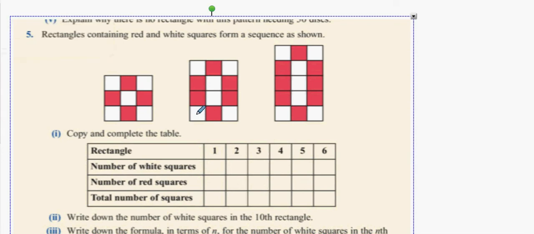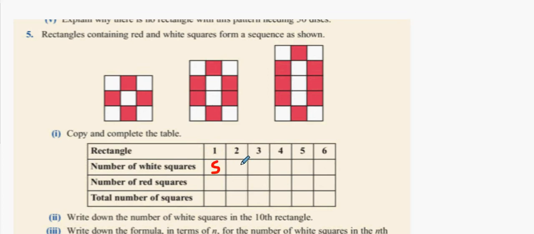So we have a couple of patterns here, and we're looking to figure out what's going on in each one. So how many whites do we have in the first one? 5. And then after that? 6. After that? 7. So we learned that the whites just go up in ones, don't they?